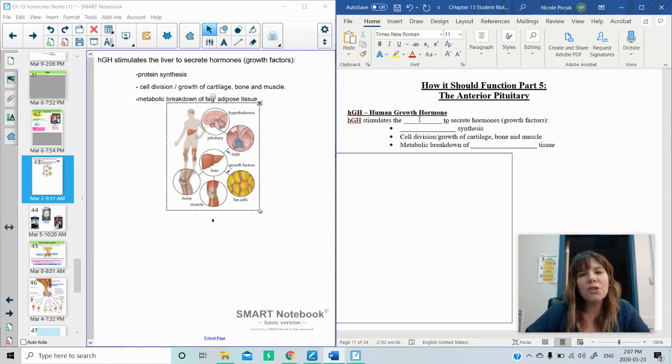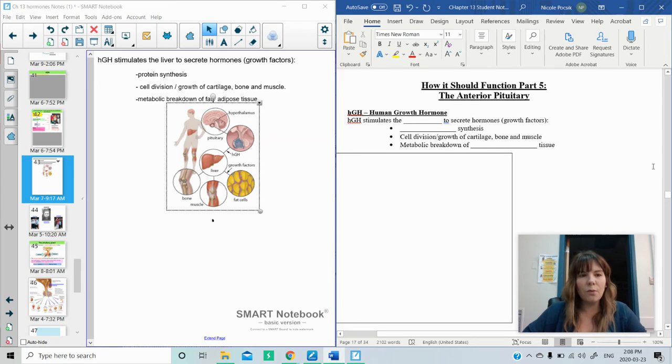So what does hGH do? Well, the idea is that it stimulates the liver to secrete hormones, which are growth factors. What this does is cause protein synthesis, which is what builds the muscles in your body, and cell division, where cartilage can then grow, and it breaks down your fats so that you can build more muscle. So again, on this part of your notes, you should be adding that information in. Hopefully you already have this information posted. Those would be your feedback loops.